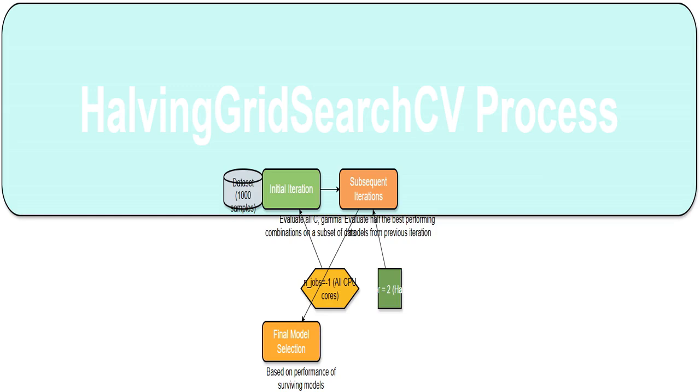I'll explain how HalvingGridSearchCV works. It's a clever way to find the best settings, hyperparameters, for a machine learning model by trying many different settings and progressively eliminating the worst performers. It's like a tournament where only the best get to the next round.